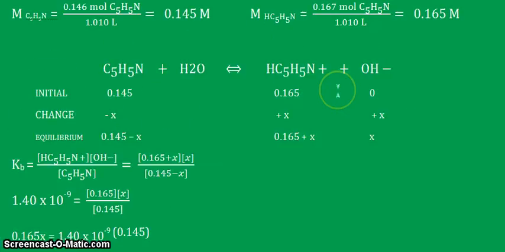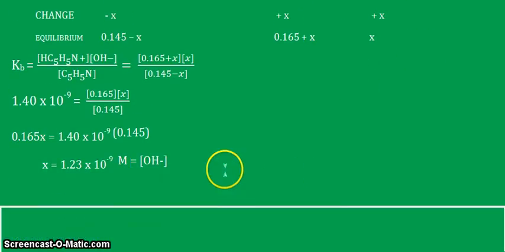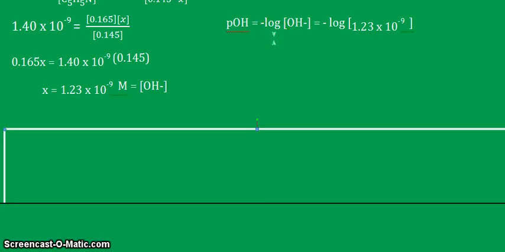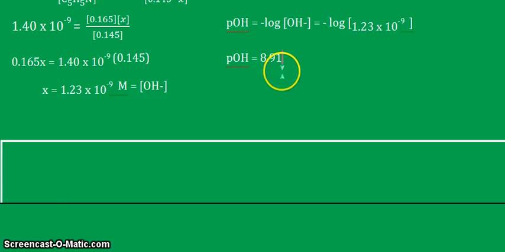In our ICE equation, x refers to the concentration of our hydroxide ion, which can give us our pOH. To solve for the pOH, we simply get the negative logarithm of this concentration. So the pOH is the negative logarithm of the hydroxide ion concentration, which is negative logarithm of 1.23 times 10 to negative 9 molar, our x. This is equal to 8.91. So that is the pOH of the buffer solution after adding the strong base.